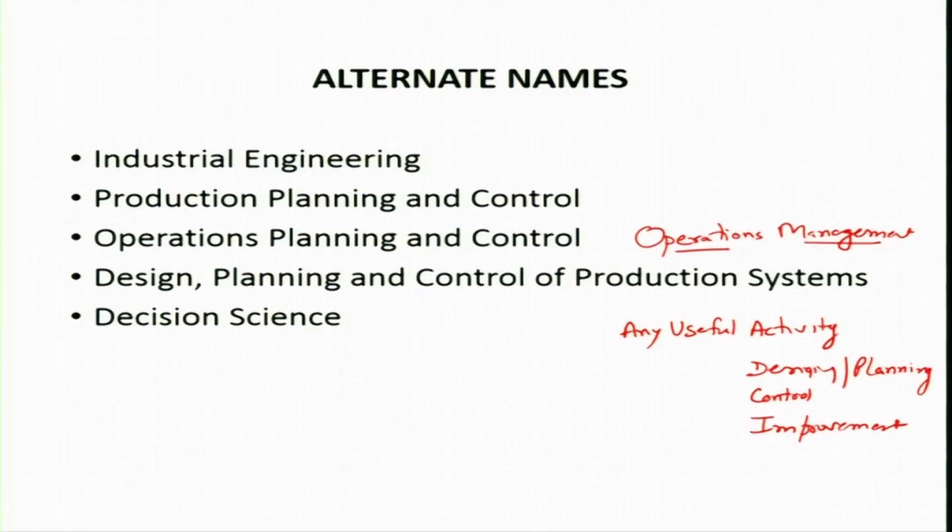This is also called design, planning and control of production system. It is also taught as decision science also. Decision science is a very old nomenclature for this particular subject. But obviously, after liberalization and globalization and with the penetration of information technology, the complexity and the scope of this subject has increased manifold.